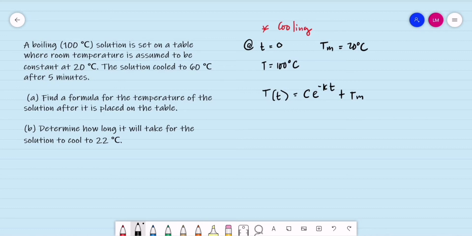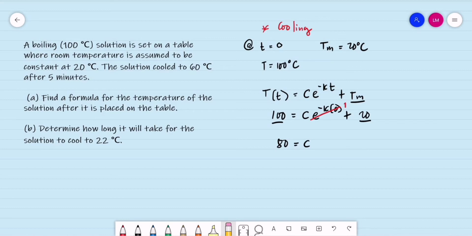That is, at time equal to 0, the temperature is 100 degrees Celsius. By substituting, 100 degrees Celsius is equal to C times e raised to negative k at time equal to 0, plus the room temperature, 20 degrees Celsius. So 100 less 20 is 80, equal to C times e raised to, so we know that negative k times 0 is 0. Any value raised to 0 is the same as 1, so we may remove this e.